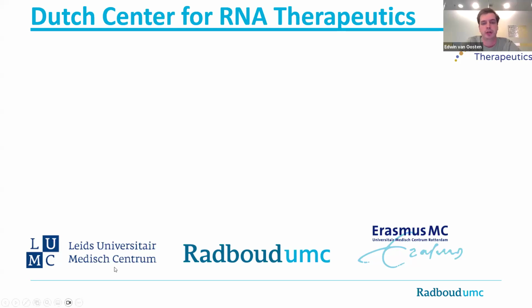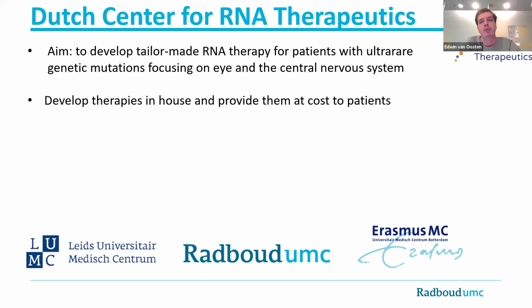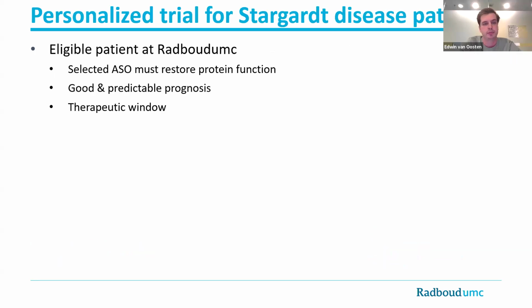So we have the Leiden University Medical Center, the Radboud Medical Center in Rotterdam, the Erasmus Medical Center in Rotterdam, and the Radboud UMC in Nijmegen, where we are working. And the aim of the DCRT is to develop these tailor-made RNA therapies for patients with ultra-rare genetic mutations, focusing on the eye and the central nervous system, and to develop these therapies in-house and to provide them to a patient at cost.